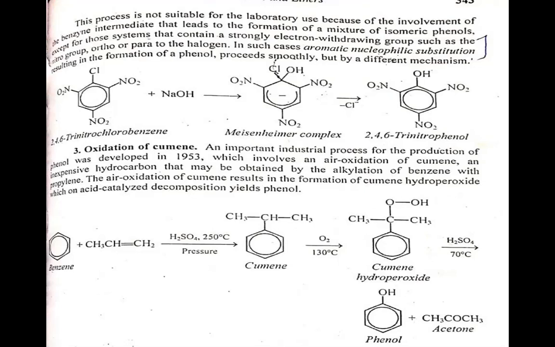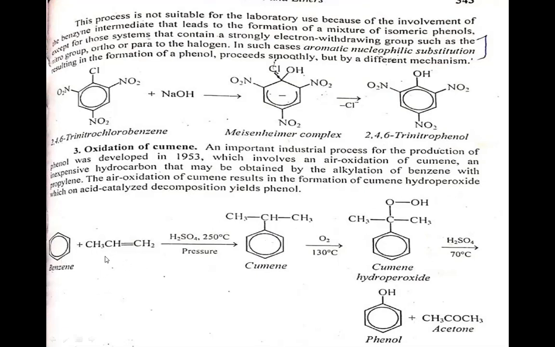Now first we should know what is cumene. Isopropyl benzene is known as cumene. This is isopropyl benzene, and its common name is cumene. And this cumene is not present naturally. We have to prepare it, and we can prepare it from benzene by its reaction with propene.